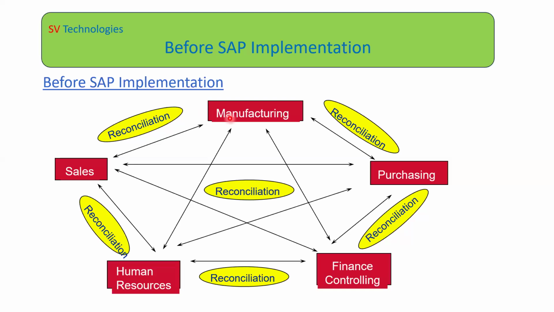Whereas in other ERP systems, since they don't have integration between one department and another, there might be chances of delay. But in SAP, there is no chance of delay in passing the information from one department to another, like manufacturing to purchasing, purchasing to finance, finance to HR, all these things. This is the entire cycle. If we implement SAP, how this information will be communicated effectively, I will show you in the next slide.